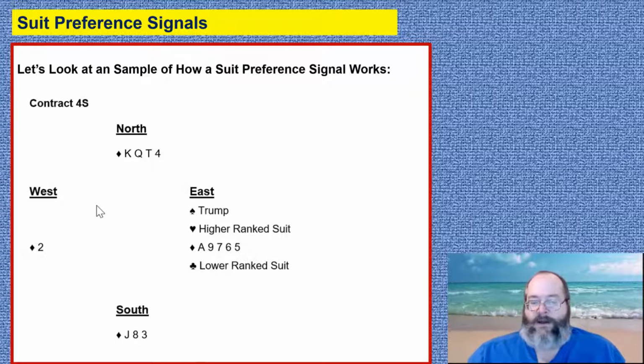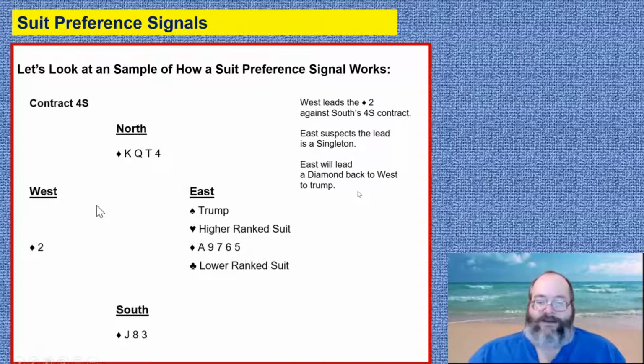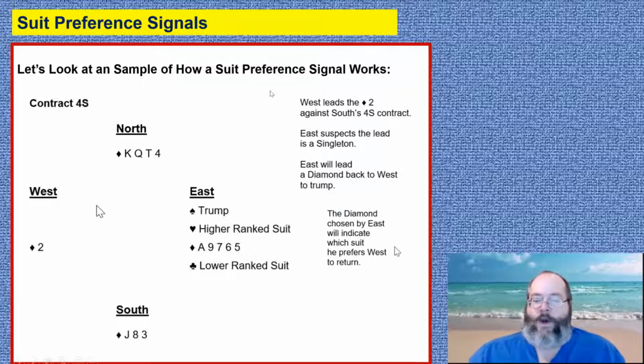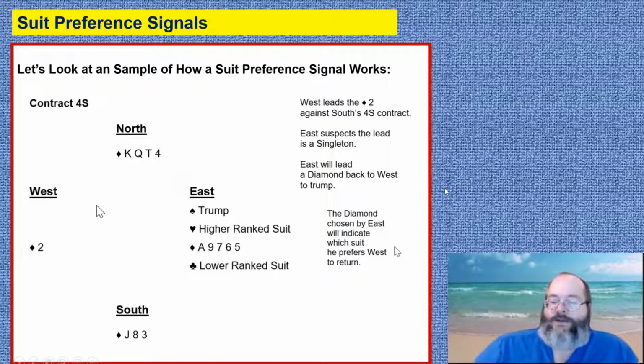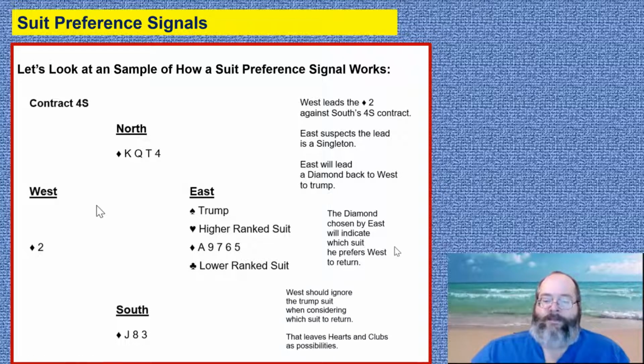And East, for some reason, you think the 2 is a singleton. Obviously, we can see that it is, but you might not know for sure at the time. So you suspect it's a singleton. You're going to lead back a diamond for West to trump. Which diamond you choose will indicate which suit you prefer partner to return.